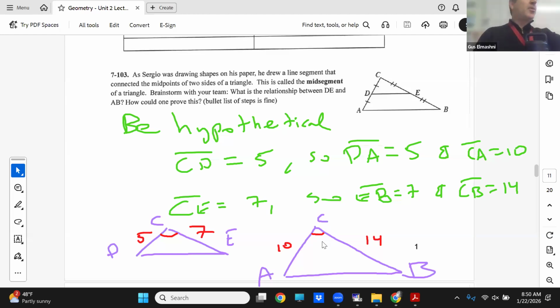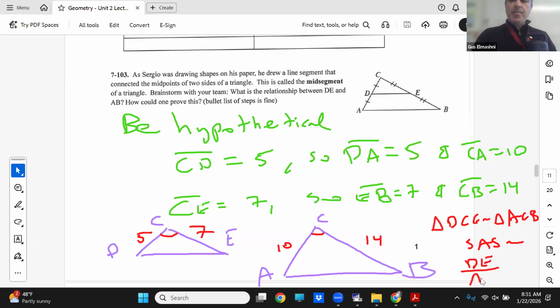Not congruent, but similar, right? So we know that triangle DCE is similar to triangle ACB due to SAS similarity. Therefore, what's the ratio of DE to AB? Yeah, it has to be 1 to 2. Wait, isn't SAS also a congruence theorem? Yeah, but we're doing similarity here. Remember, there's three similarities: side proportionality, SAS proportionality, and of course, there's AA. Yep.